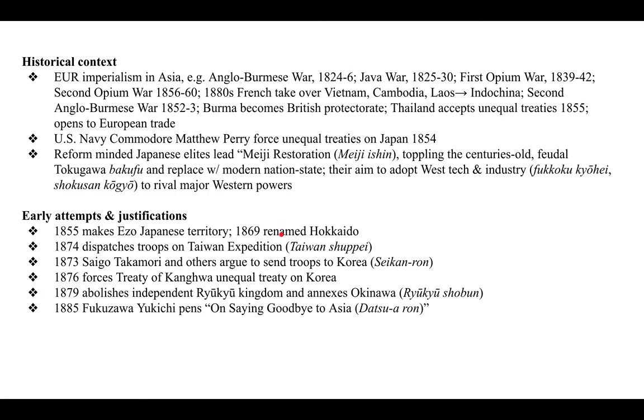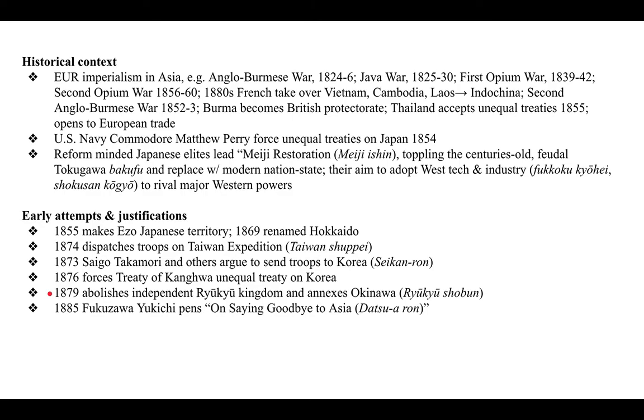In 1874, the Japanese government dispatched troops on the Taiwan expedition. So sent troops to Taiwan. Dates are a bit backwards here, but in 1873, Saigo Takamori and others argued that Japan should send troops to Korea as well. This was the so-called Seikanron. In 1876, Japan did force an unequal treaty on Korea, the Treaty of Ganghwa.